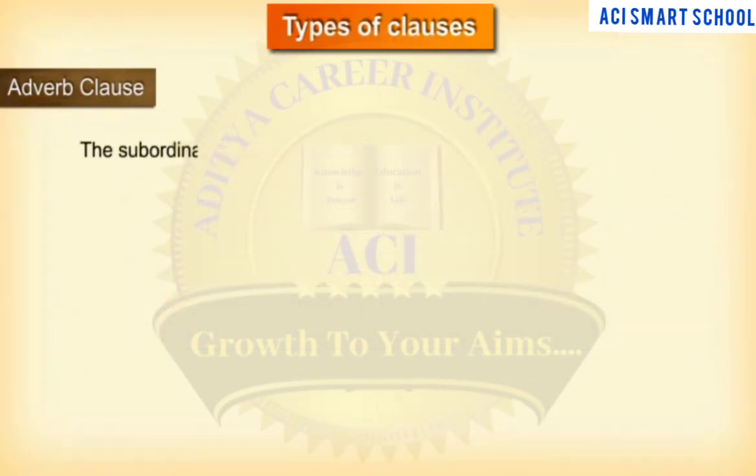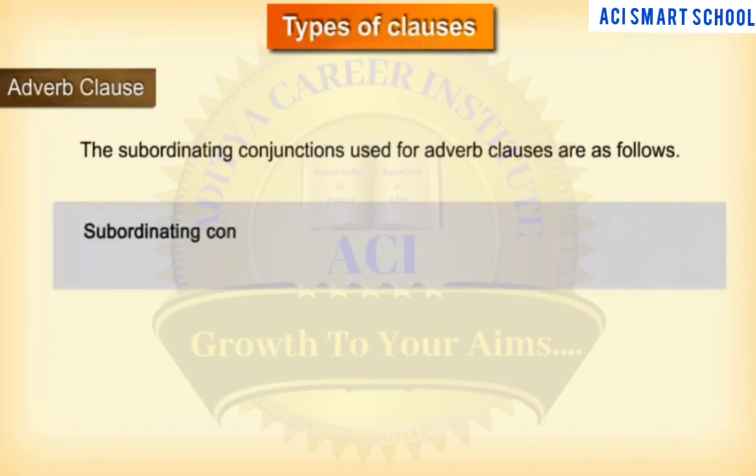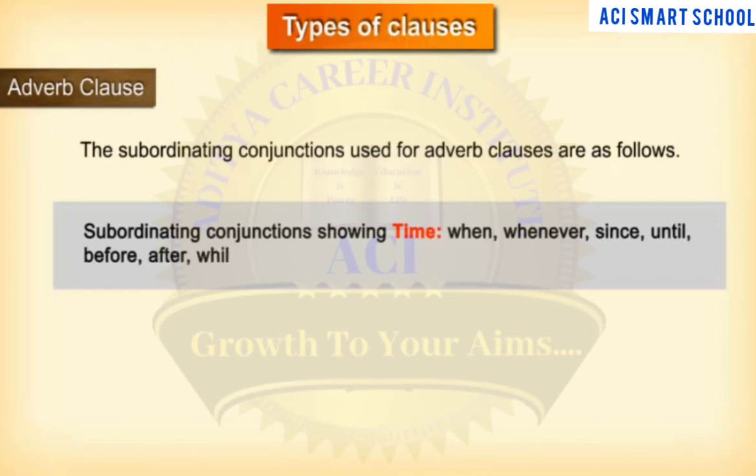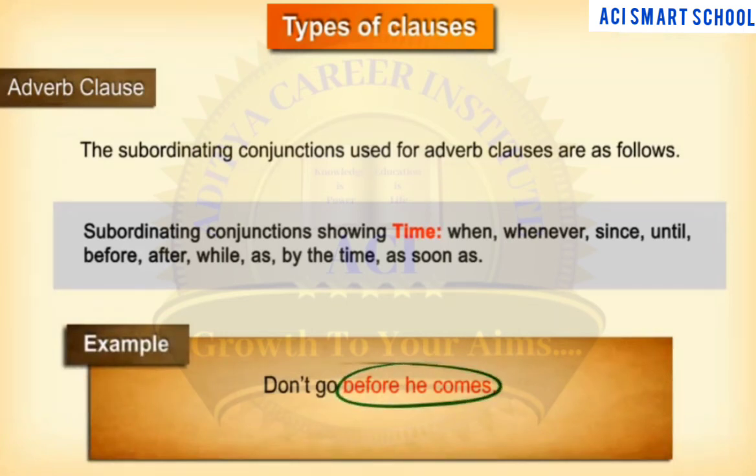The subordinating conjunctions used for adverb clauses are as follows. Subordinating conjunctions showing time: when, whenever, since, until, before, after, while, as, by the time, as soon as. For example, don't go before he comes. Here, the adverbial clause before he comes has a subordinating conjunction showing time.